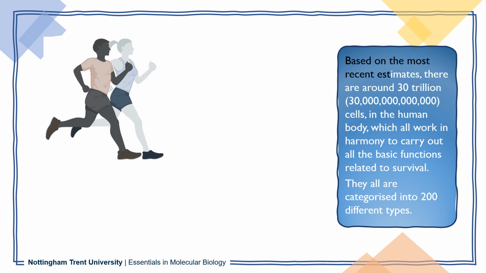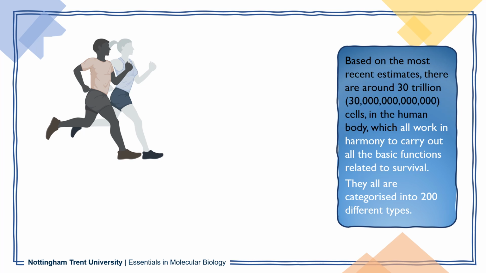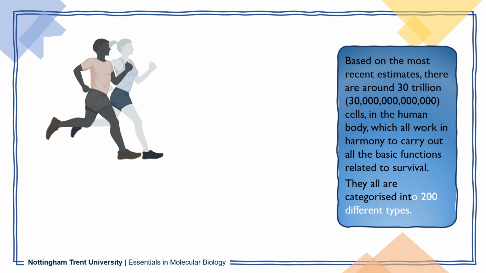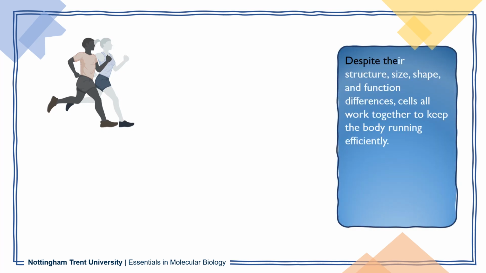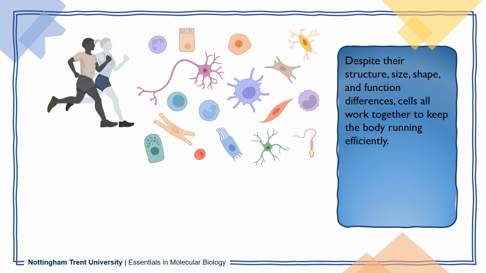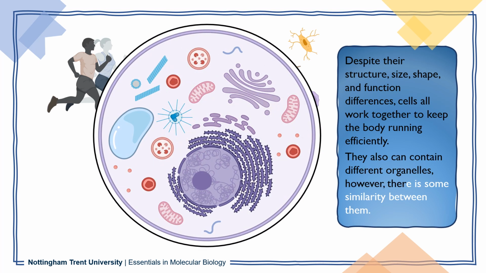Based on the most recent estimates, there are around 30 trillion cells in the human body, which all work in harmony to carry out all the basic functions related to survival. They all are categorized into 200 different types. Despite their structure, size, shape, and function differences, cells all work together to keep the body running efficiently. They also can contain different organelles, however, there is some similarity between them.